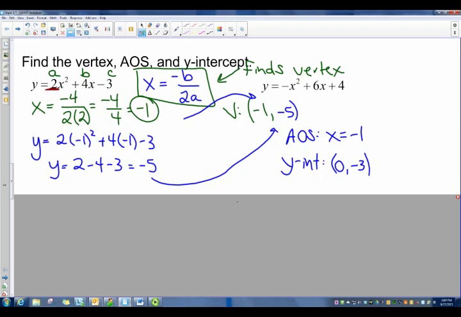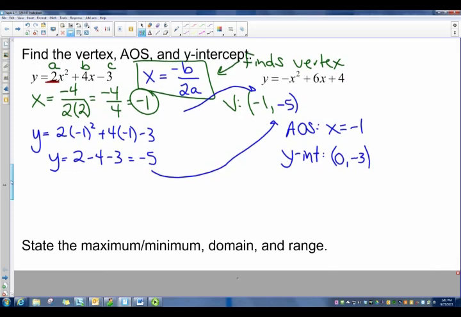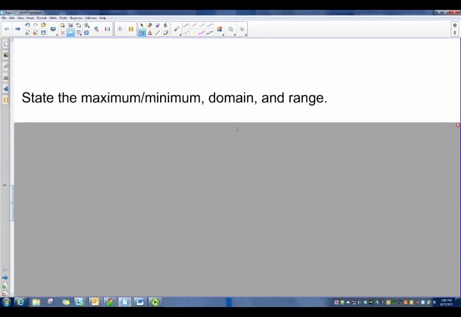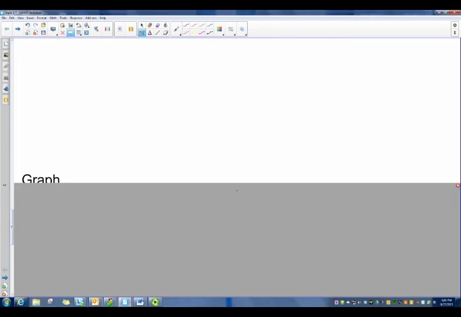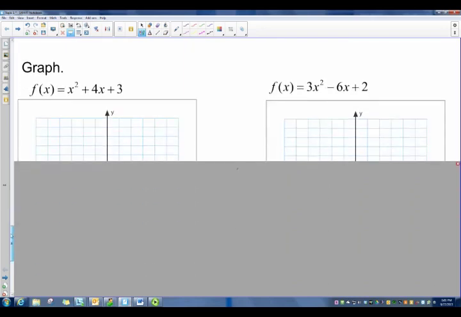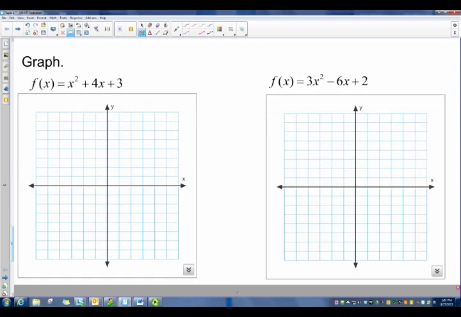Now, what does that let us do? What it lets us do is actually graph. Okay, so I'm going to skip this next part for a second, and we're going to graph one of these. From start to finish, here's how you're going to do this. Get rid of this for a minute.